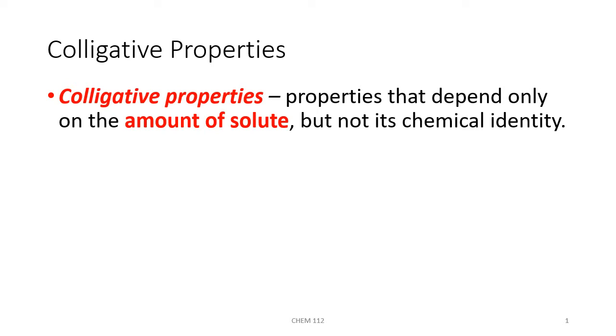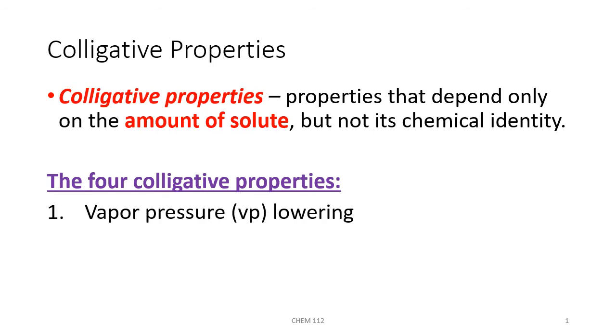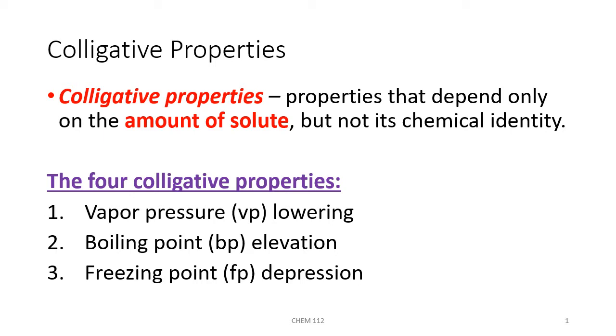The four colligative properties we're going to talk about will be vapor pressure lowering, boiling point elevation, freezing point depression, and osmotic pressure.